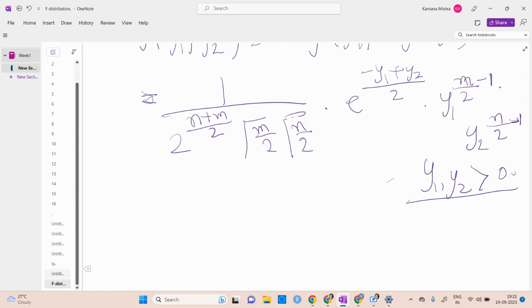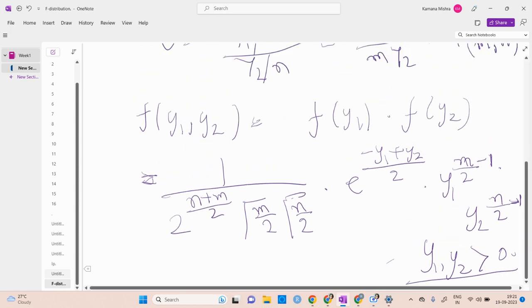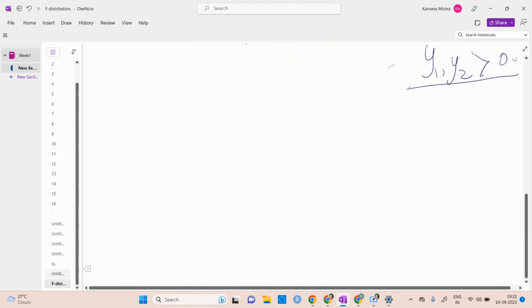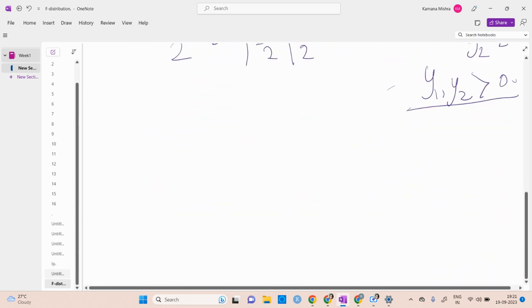Because this is x squared, and x is from minus infinity to infinity, y1 will be greater than 0, and similarly for y2. So this is the distribution for f of y1 comma y2. Now we want to find f of u, and here we will use the transformation.